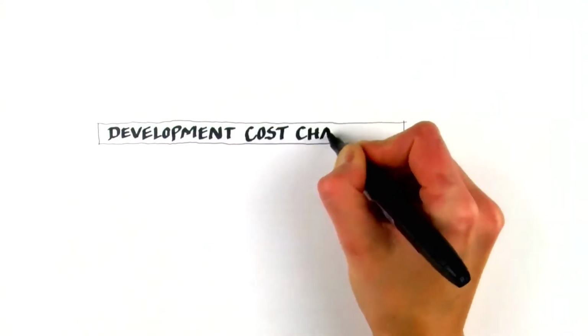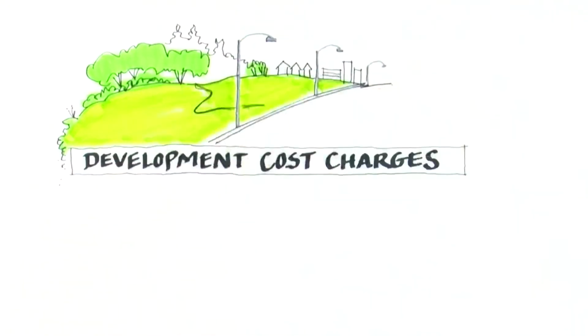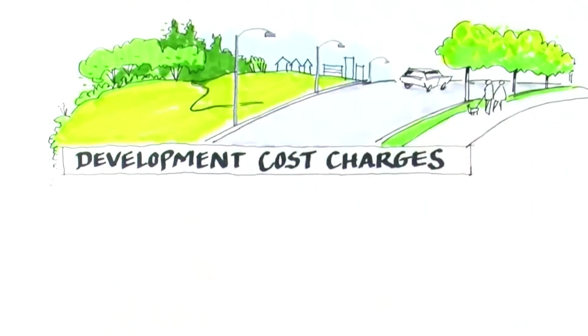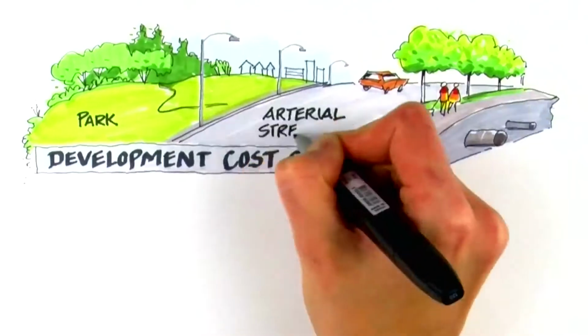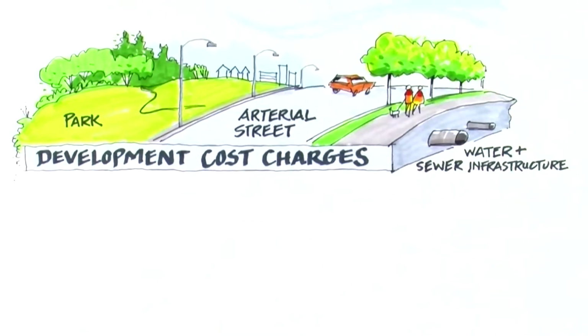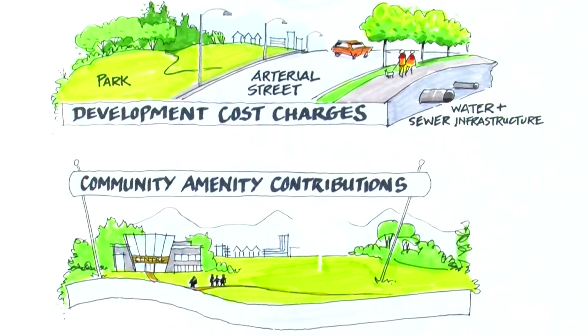As a part of her development, Ms. Fraser will pay the city a number of fees to provide infrastructure and amenities that support community growth and development. These fees include development cost charges, which the city and region use to upgrade parks, arterial streets, and water and sewer infrastructure. And in Ms. Fraser's area, community amenity contributions to support new community facilities in the neighborhood.